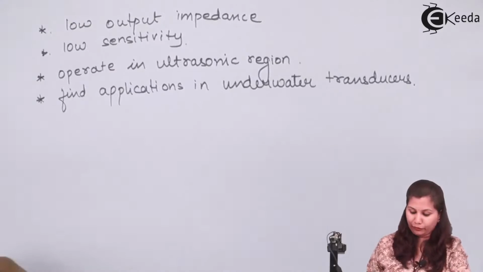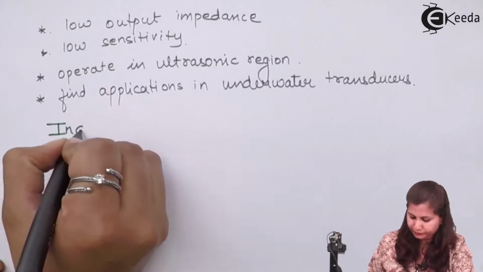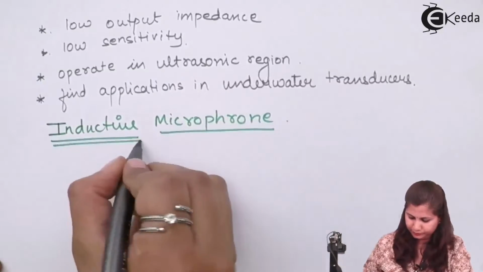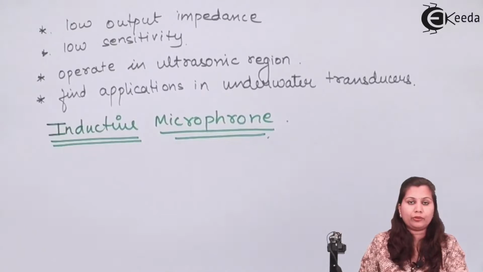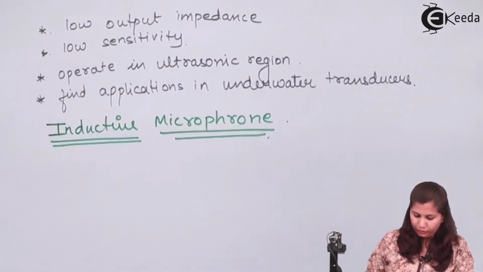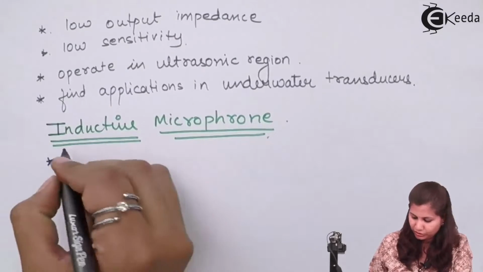The next type of microphone is the inductive microphone. These inductive microphones work on the principle of the change in inductance. The diaphragm is converting the sound waves into pressure waves, and these pressure waves are going to change the magnetic conditions of some materials. And due to that change in the magnetic property of those materials, there will be a change in the inductance. Okay.